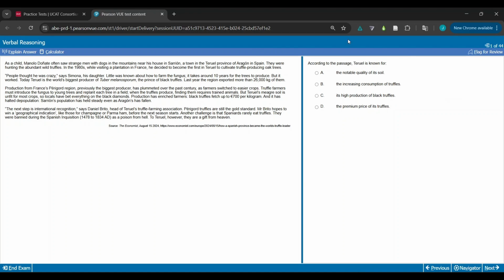Okay, so this first question I'm going to do because it is a keyword question. So Teruel is known for, okay? And then what I do is I quickly read all of these: notable quality of the soil, increasing consumption of truffles, high production of black truffles, premium price of truffles. The point here is I'm not trying to remember everything, but just hopefully keep something in my mind. It'll probably take me about 2 seconds to quickly scan it. I'm not trying to read it to memorize it, just to remember some of the words if possible. Even if I don't remember any of them, it's fine, because as you're reading you can always flick back and forth. So it's just to give me a little bit of an idea, and then I'll keep reading.